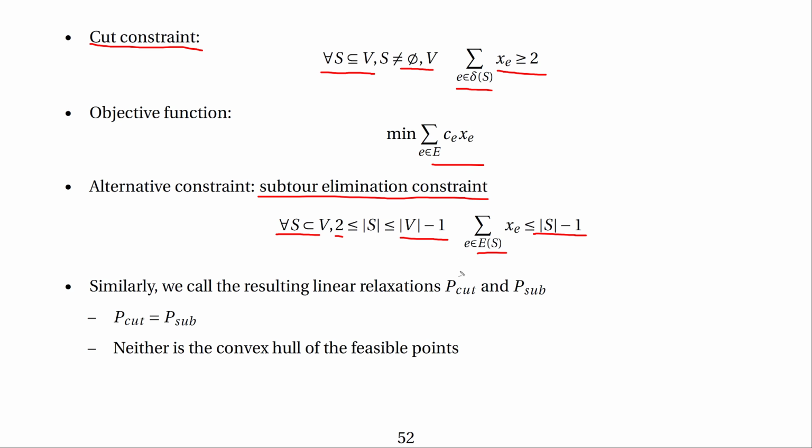Now we can again use the names pcut and psub to assign names to the resulting linear relaxations. Here, however, things are different than for the minimum spanning tree problem. pcut is the same as psub, but neither is the convex hull of the feasible points.